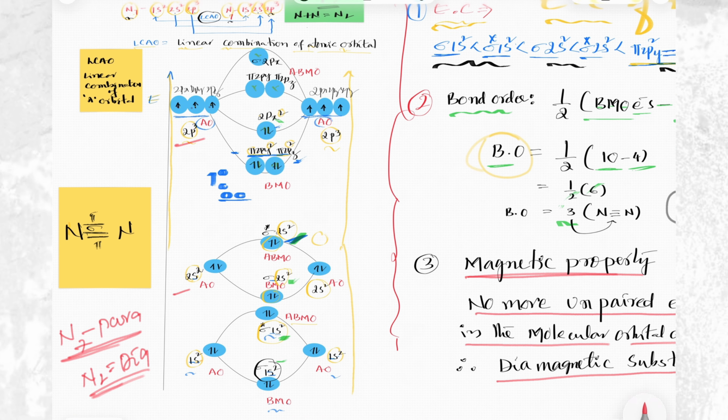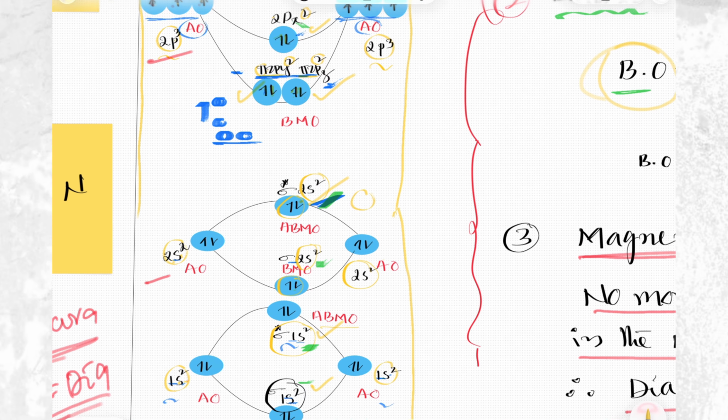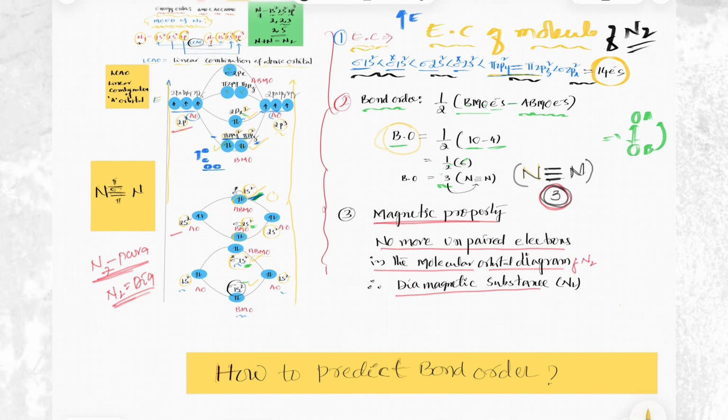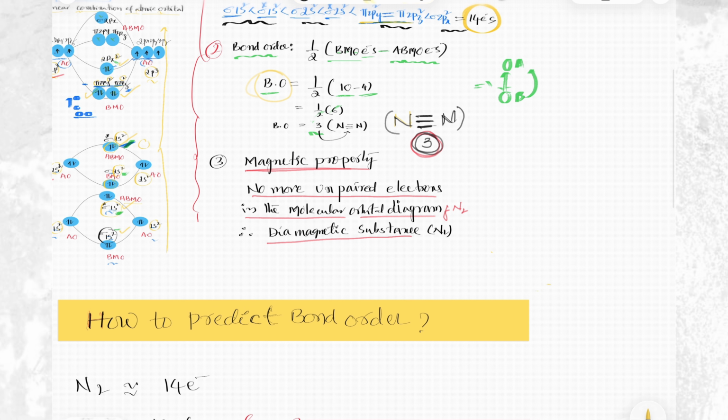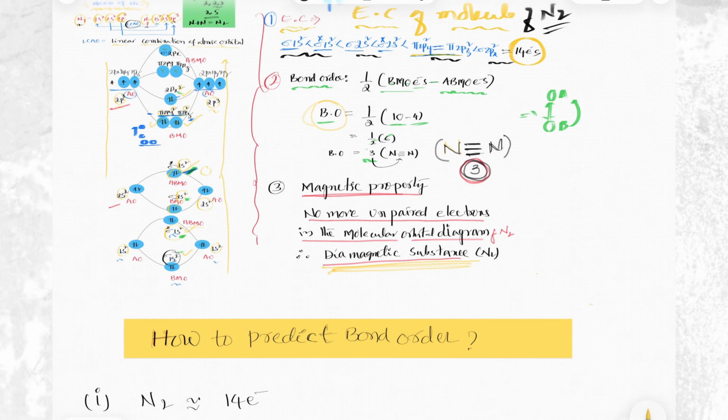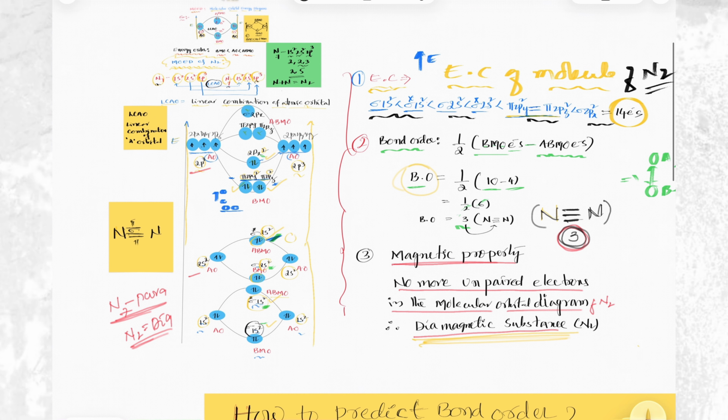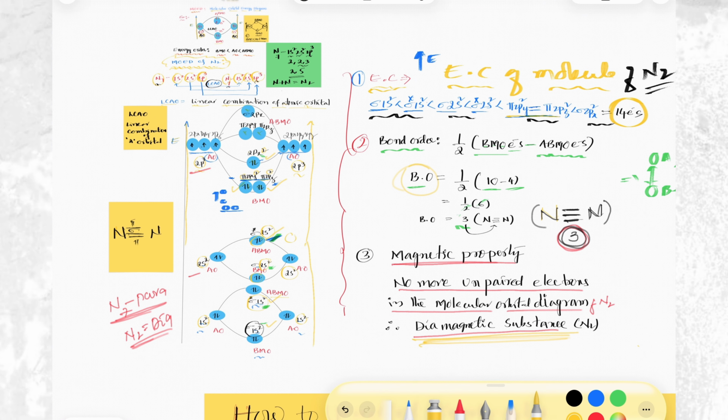You can check it out. No unpaired electrons in this. See here, two electrons are paired. Here, two electrons are paired. Here also two electrons are paired. All are paired. So that is why it is diamagnetic in nature. Clear, students? This is the information about our nitrogen molecule. Any doubt in this? Clear?